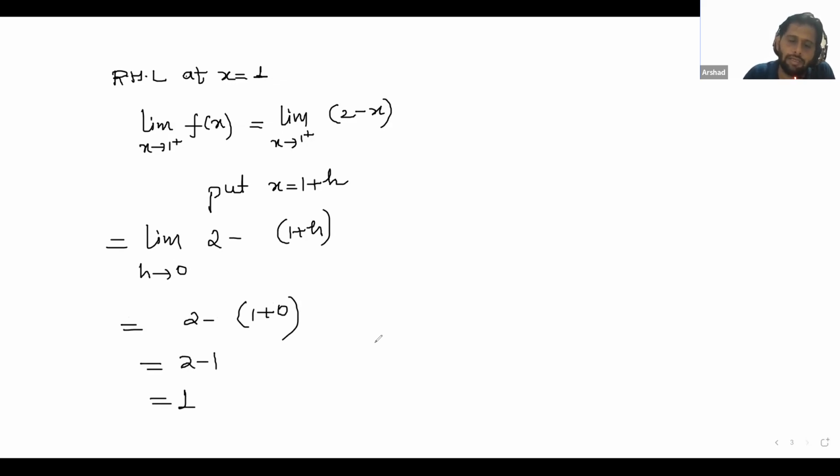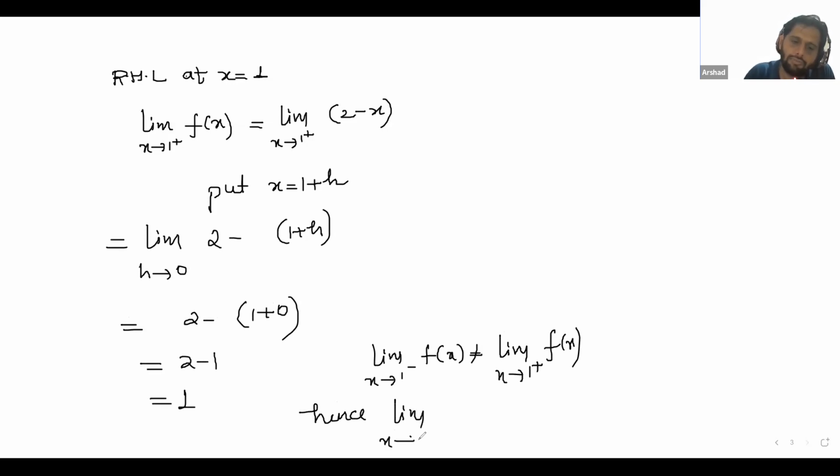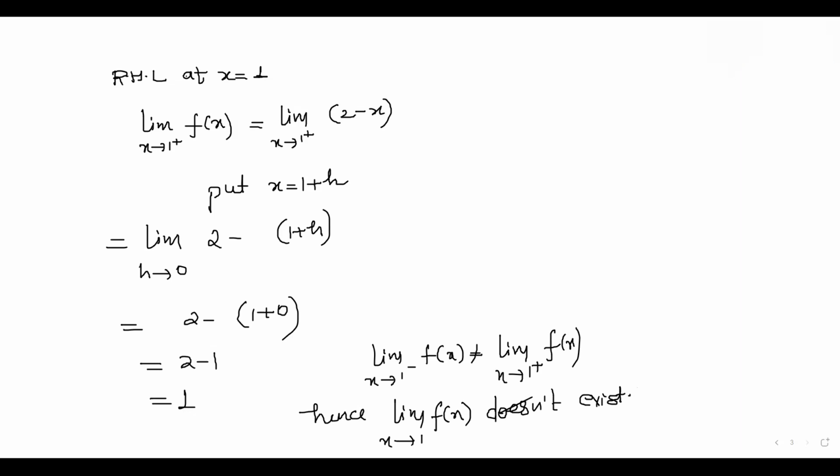So here you can see that the left-hand limit as x tends to 1 minus is not equal to the right-hand limit as x tends to 1 plus. Hence, the limit will not exist. Hence, limit x tends to 1 of f(x) does not exist. Hope this is clear to everyone. In what case does the limit not exist? When the LHL and RHL are not equal. Please note this down, and raise your hands so that we can do one more question.